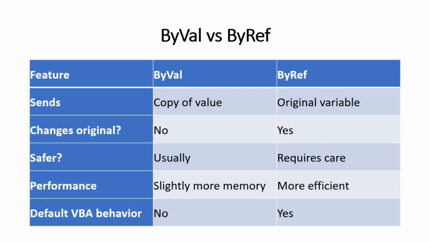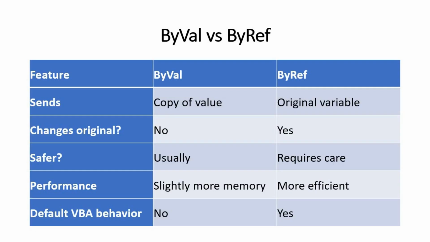Imagine you give someone your original copy. They can make changes directly on that document. When they return it, the changes remain. That's what ByRef stands for. The procedure has direct access to the original variable. Let's look at the comparison between ByVal and ByRef.